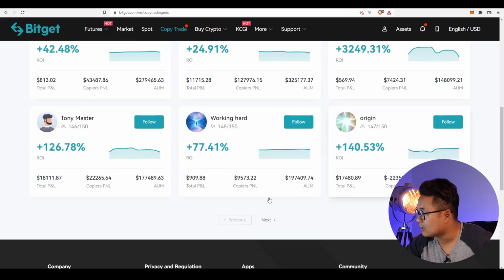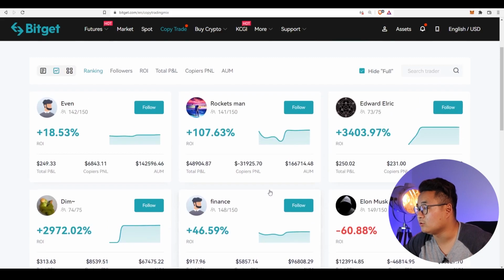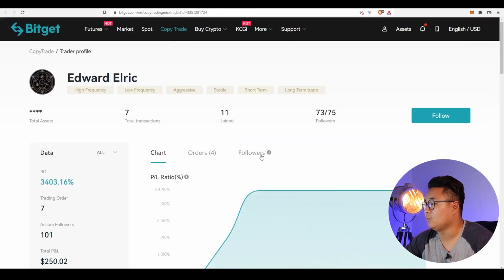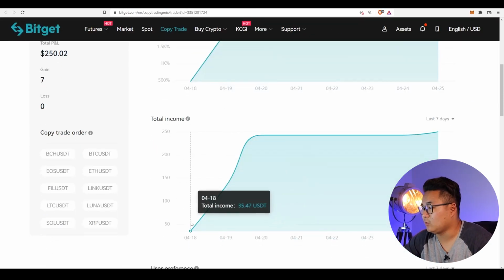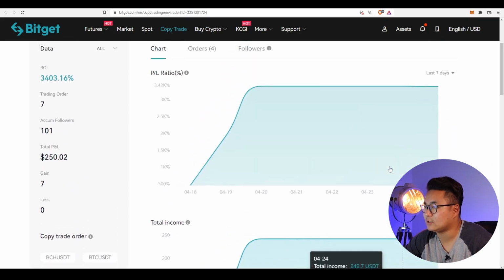Of course, to see one of these gains would be amazing, but there is yet a bit more due diligence to be done. Let's have a look at this Edwards Elric. A lot of these high percentages normally have to do with, I think, a smaller account. There you go. $35 account has become $250. So that's like what, 10x.